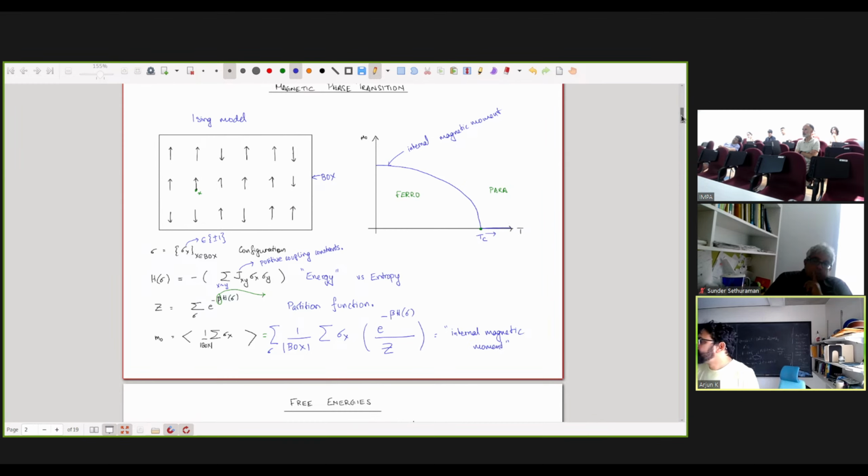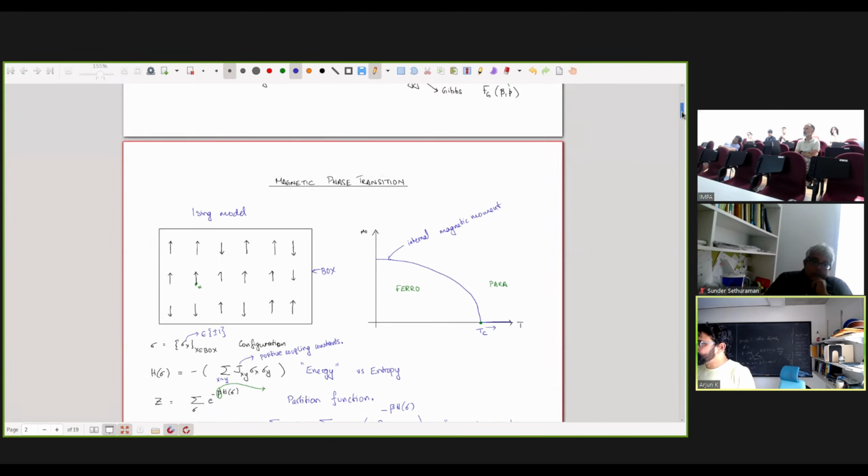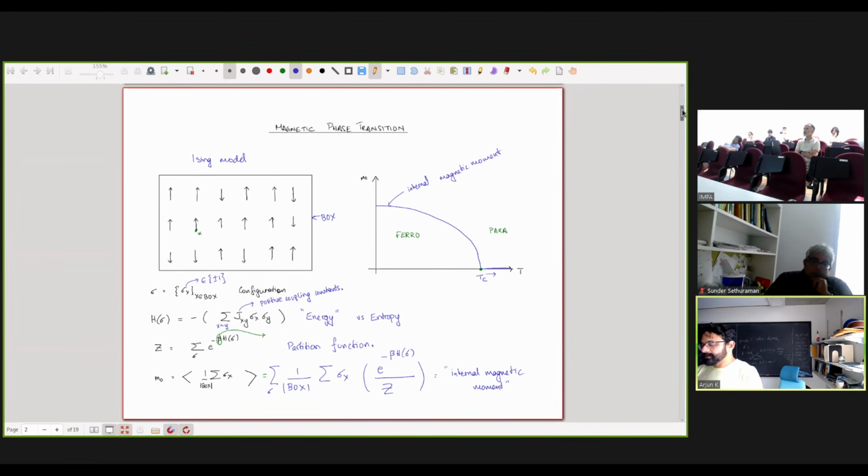Okay, so these are two typical phase transitions. I've noted that there are two different free energies, and I should also say that this magnetic moment can be written in terms of the free energy as one of the derivatives of the free energy. Okay, so I should define the free energy in this case as well, just to make things clear.